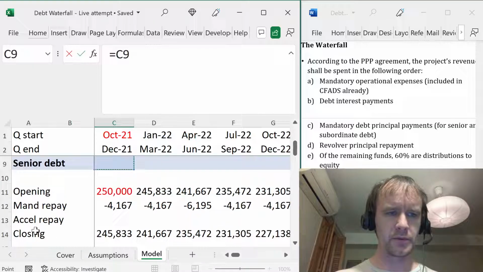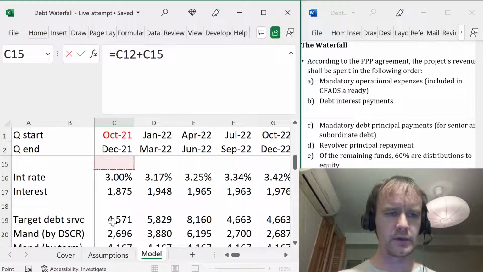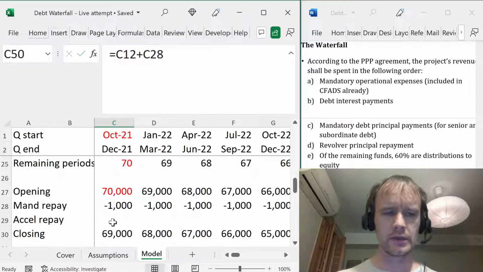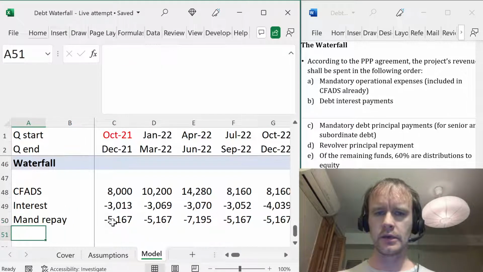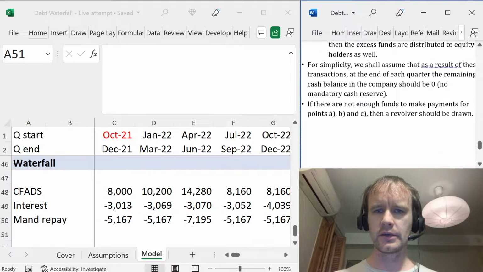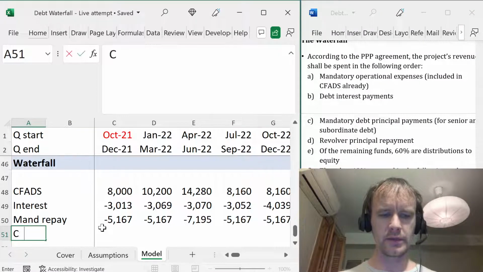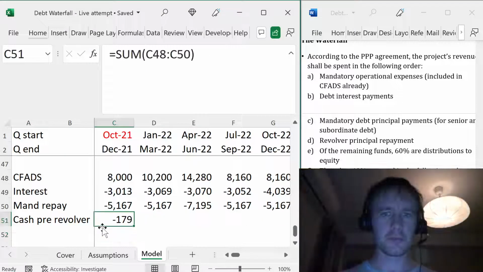And again, I'll come up here. Here's my mandatory repayment on the senior. Already got a negative sign, so that's good. And here's my mandatory repayment on the subordinate. Already got a negative sign, so that's good. So then, you'll see we need to get as far as A, B, and C. And if we can't meet that, we have to draw on the revolver. So, I'm going to have an interim calculation, which is cash pre-revolver. Just sum up that.